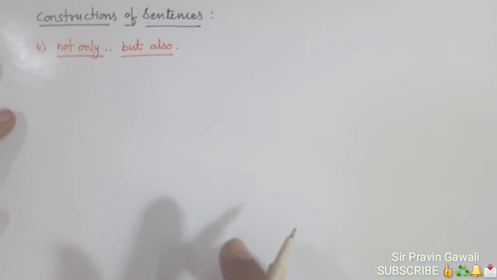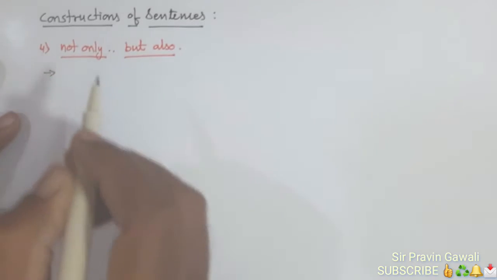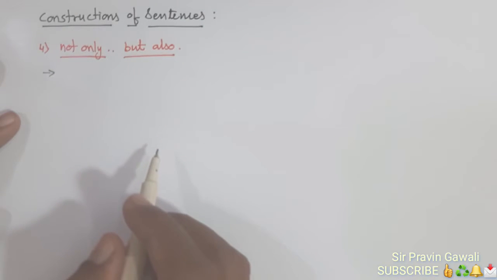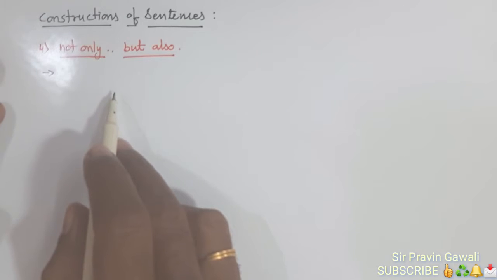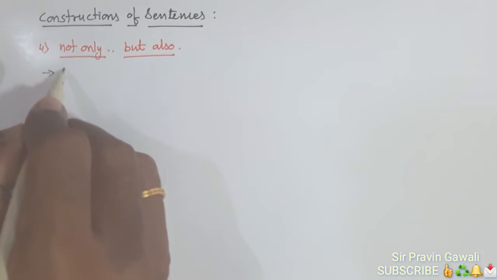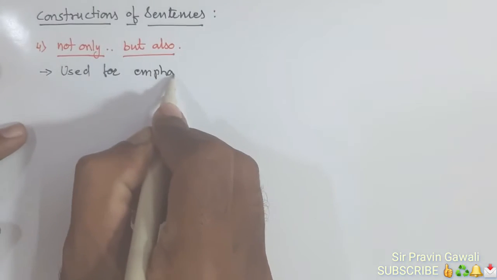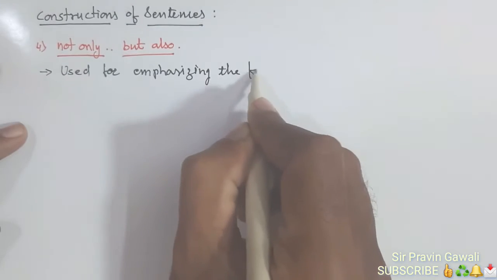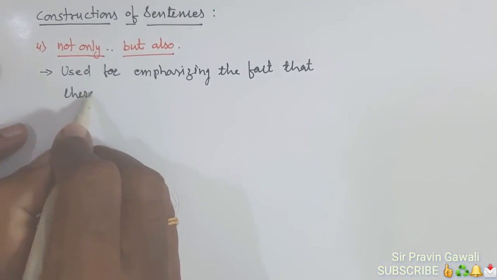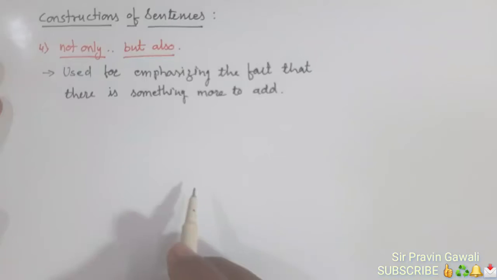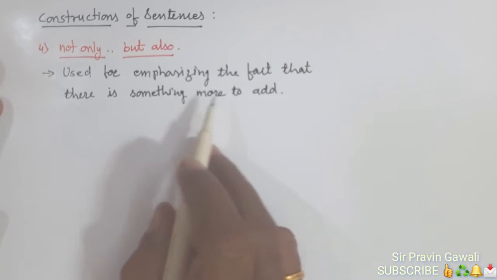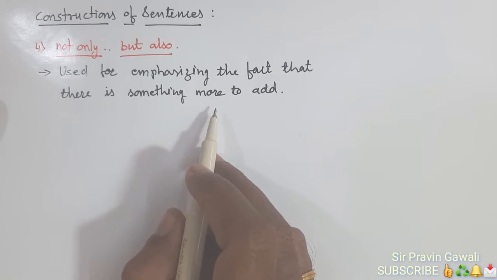Dear students, first of all, let's know why we use not only and but also. Not only and but also is used for emphasizing the fact that there is something more to add. Let me write it. So it is used to emphasize the fact that there is something more to add.